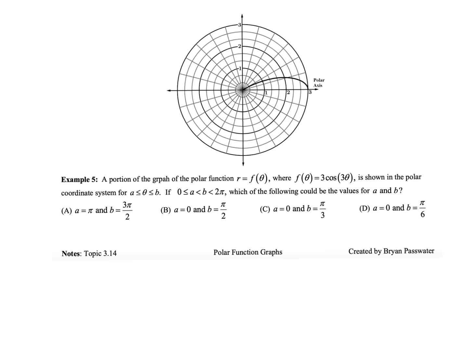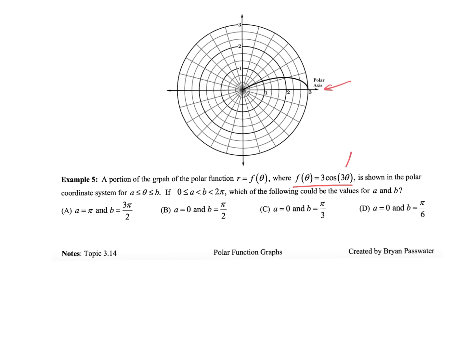Example 5. A portion of the graph of a polar function r equals f of theta, where f of theta equals 3 cosine 3 theta, is shown in the polar coordinate system for a less than or equal to theta less than or equal to b. If 0 is less than or equal to a, less than b, less than 2 pi, which of the following could be the values for a? All right, fantastic. So all we care about is this segment right here.